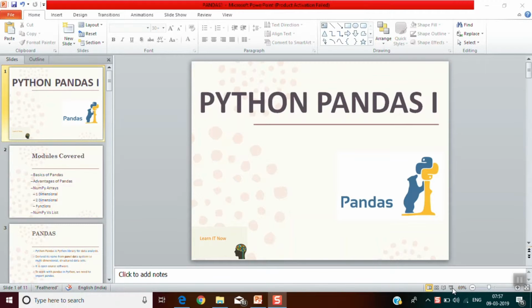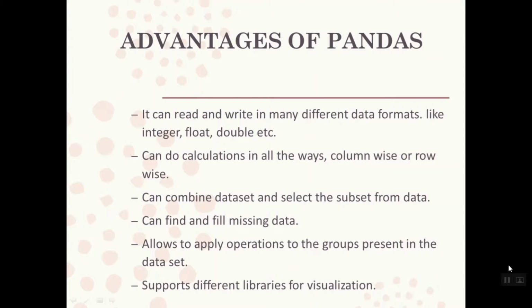It can find and fill the missing data, and it can also replace the missing data with the values the user or the programmer wants. It allows applying operations to the groups present in the data set. So we have different data sets. It allows binary operations and other operations like Boolean reductions on its data sets. It supports different libraries for visualization. When we are talking about data analysis, visualization is an important point. So it supports many different libraries as plugins for visualization of data.